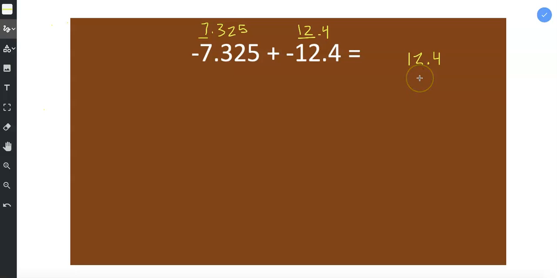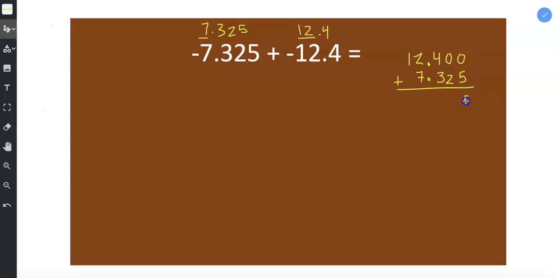Now, with adding and subtracting with decimals, you have to line up the decimals. So the 7 I place here so that the decimal will line up with this decimal. And then I write 3, 2, 5. And then what I need to do is I need to add zeros so that they both have the same number of places so that I can go ahead and add them.